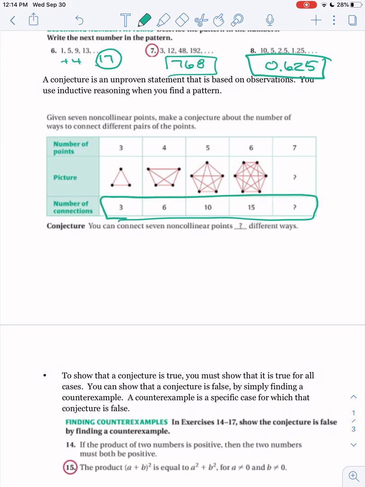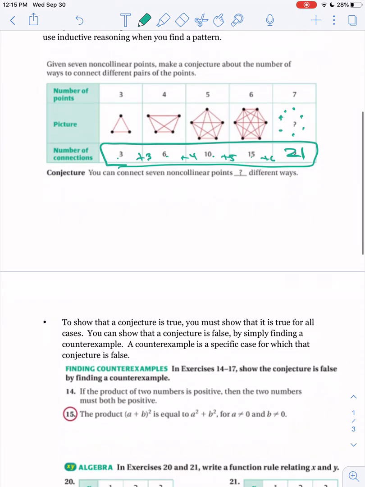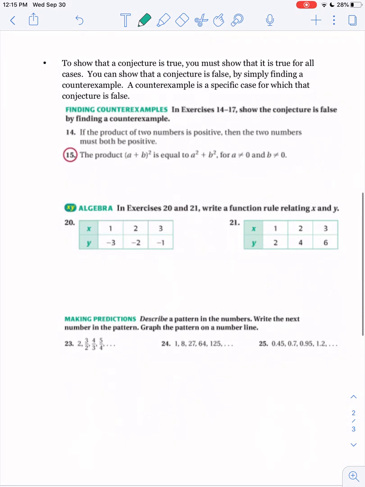So we could easily sketch 7 non-collinear points and connect them. 1, 2, 3, 4, 5, 6, 7. But an easier way might be to just look at the number sequence going on. So I'm going from 3 to 6 to 10 to 15. So it looks like I add 3, add 4, add 5. So I'll probably be adding 6. So I'm going with the fact that if I had 7 non-collinear points, there were going to be 21 different ways to connect them. To show a conjecture is true, you must show that it is true for all cases.